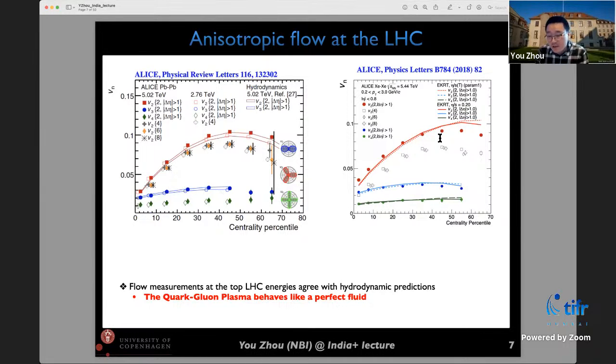And similarly, on the right-hand side, I show you the first measurements in xenon-xenon collisions of the Vn coefficient as a function of centrality, where you also see a very good agreement up to 50% centrality. So this good agreement between data and hydrodynamic model predictions confirms that the quark-gluon plasma produced at the top LHC energy also behaves like a perfect fluid with an extremely small viscosity.